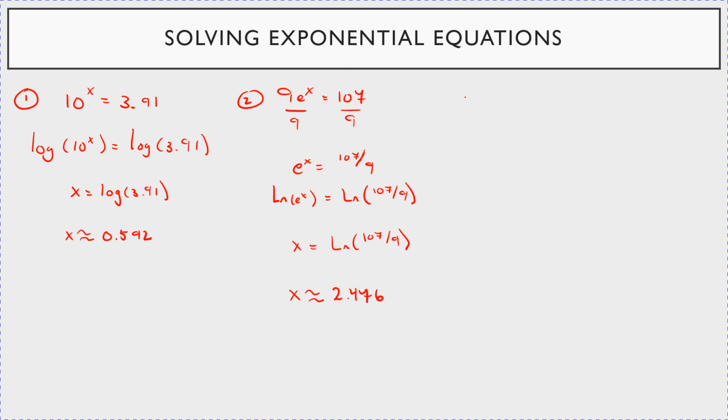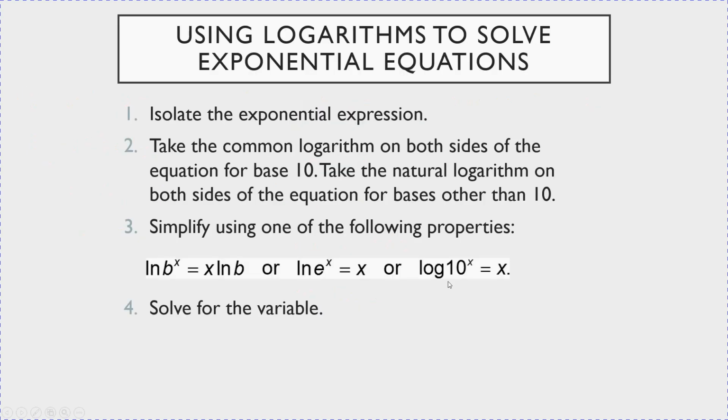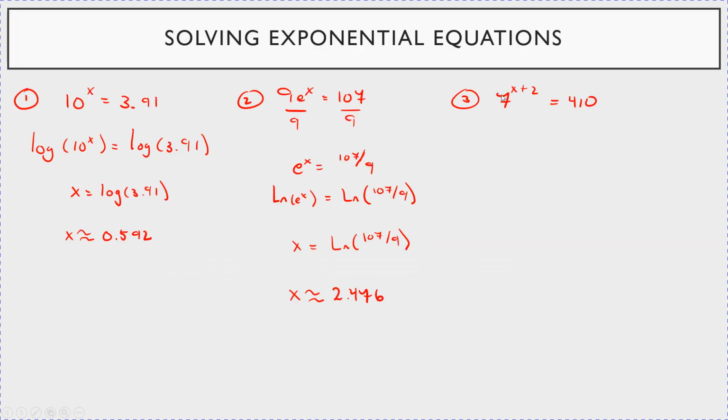All right, let's try this one. Let's look at 7 raised to the x plus 2 is equal to 410. Now here it doesn't matter if you use log or natural log, but I'm always going to default to the natural log. So I want to bring the exponent down. So I'm going to take the natural log of each side.